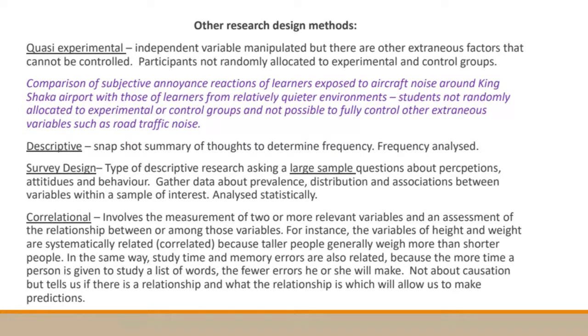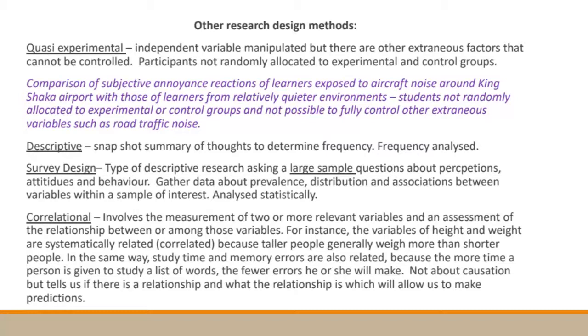An example of this that's given is a comparison of subjective annoyance reactions of learners exposed to aircraft noise around King Shaka Airport, with those learners from relatively quieter environments. Students are not randomly allocated to experimental or control groups, and it's not possible to fully control extraneous variables such as road traffic noise. So there are some variables, especially working with human subjects, that can't be controlled. If you're aware of those up front, then you can say that I'm doing a quasi-experimental research design because I know there are other factors in the environment that could impact. You try and limit them, but you know they're there. So it's not a true experiment.